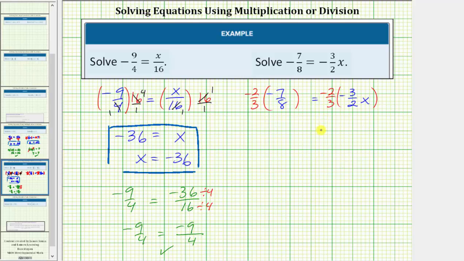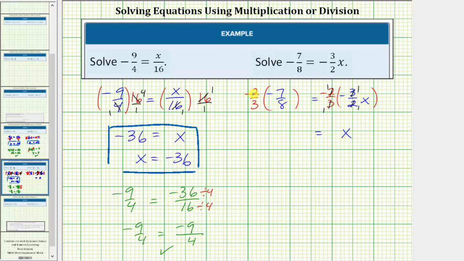Let's simplify the right side first. Negative 2/3 times negative 3/2 is equal to 1 because they're reciprocals. Or if we simplify, there's 1, 2, and 2 here and here. There's 1, 3, and 3 here and here, which gives us negative 1 times negative 1, which is 1. 1 times x is x.